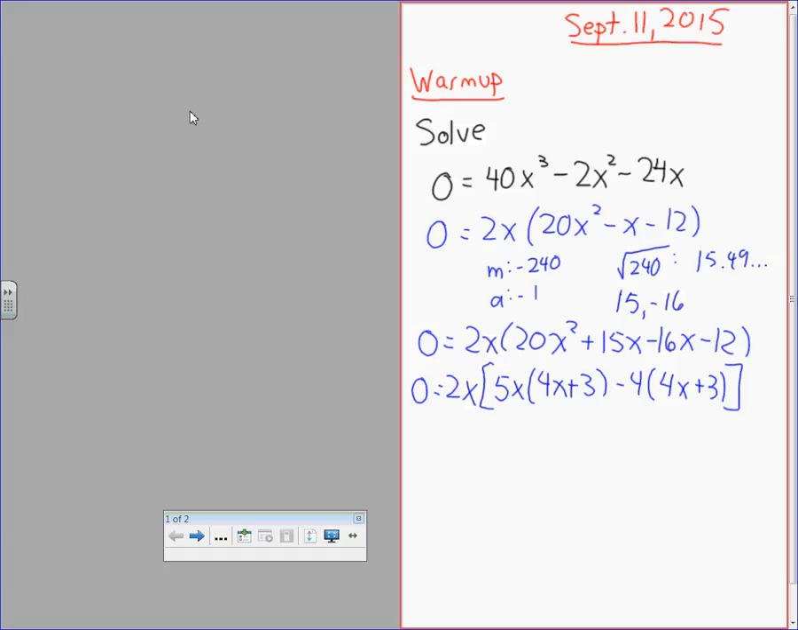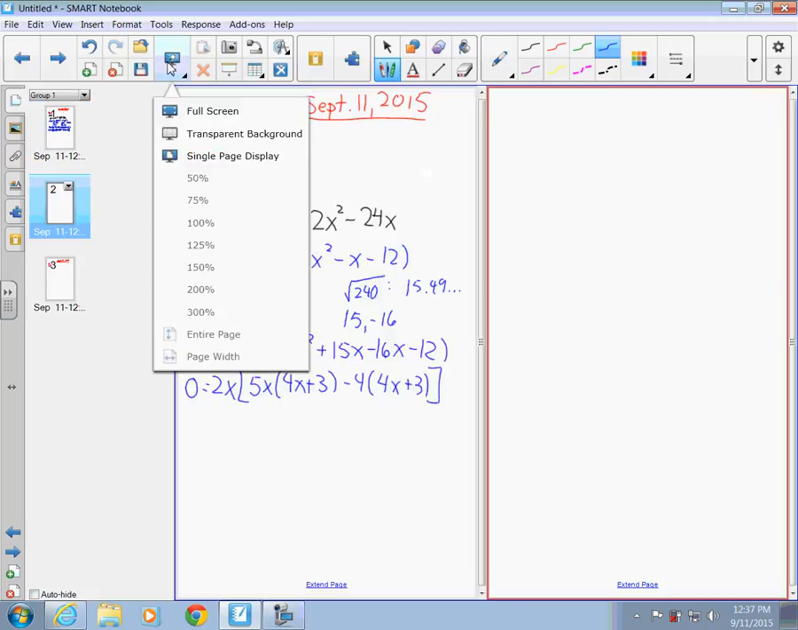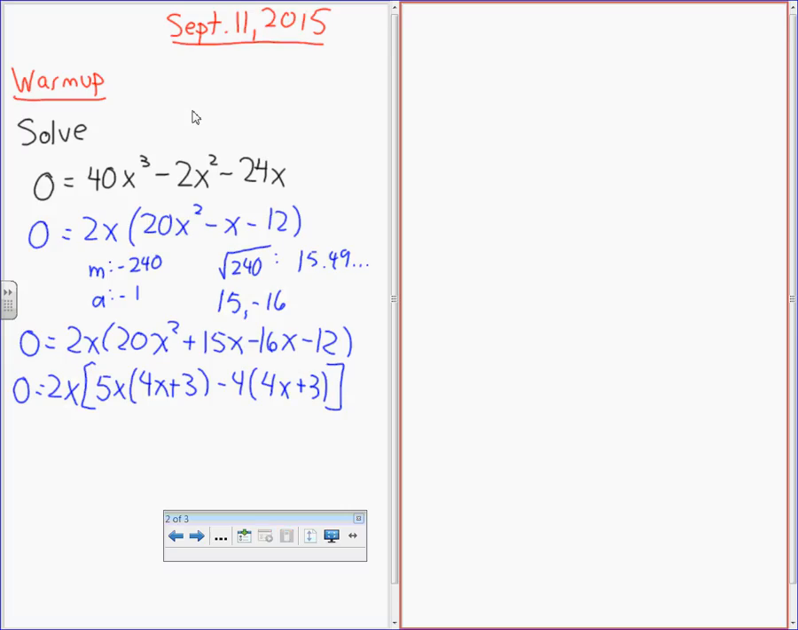All right, Matt, what is the next step for this, please? 2x, bracket 5x minus 4, bracket 4x plus 3. So 0 equals 2x times 5x minus 4 times 4x plus 3. Okay, if you remember yesterday, this is a cubic function. I know it's a cubic function because of that 40x cubed term. What did we say the most number of x-intercepts you can have is for a cubic function? 3. So we're going to have 3 x-intercepts, and that's fine.